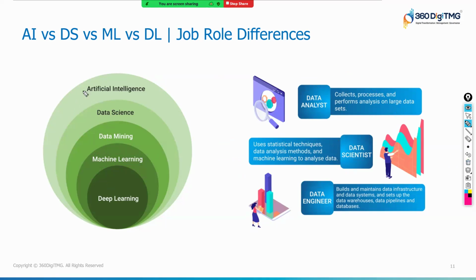Now, if you look at these terminologies, artificial intelligence, data science, data mining, machine learning, deep learning, these are basically talking about the definitions at different hierarchy levels. You can see this as an onion peel. The first layer at the top is AI. Now, AI basically is the end result. This is what we want to achieve as an organization. I want to achieve AI.